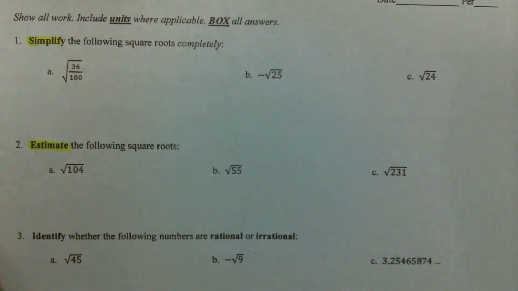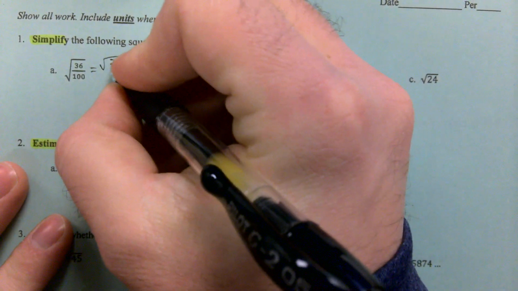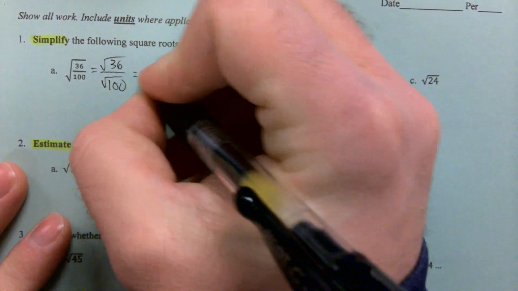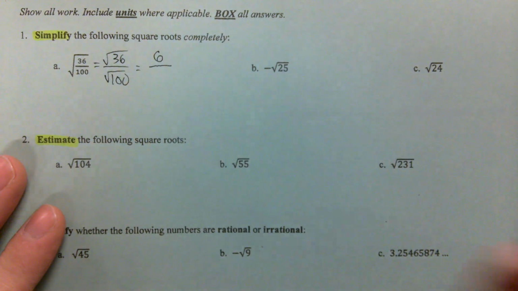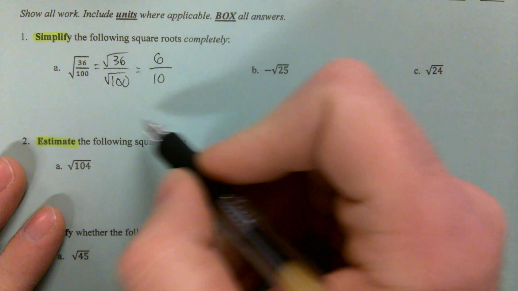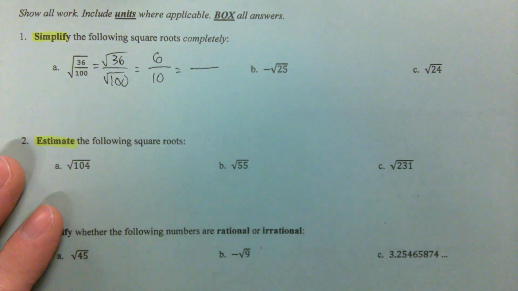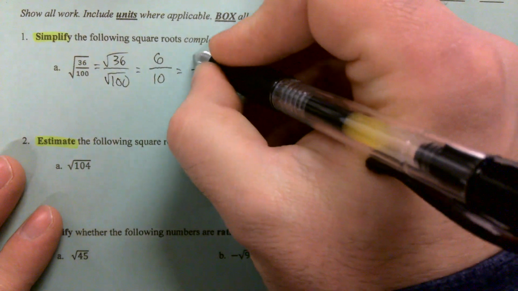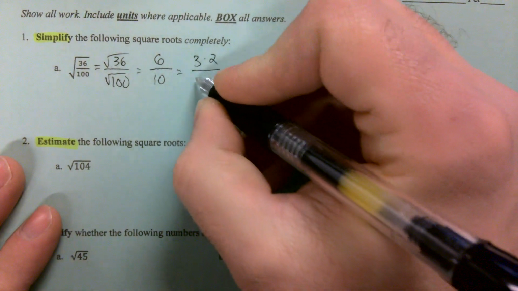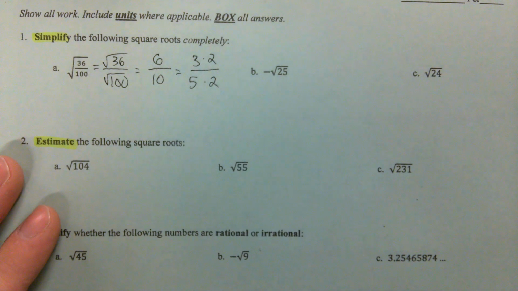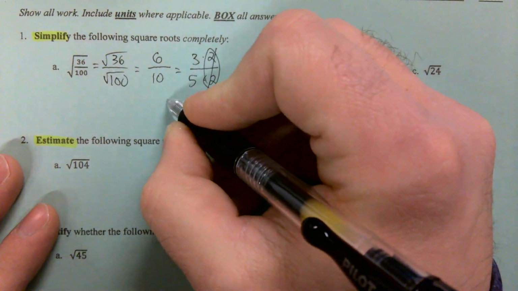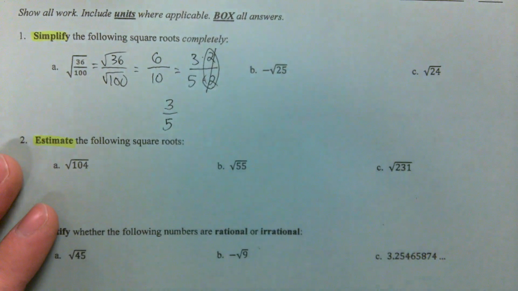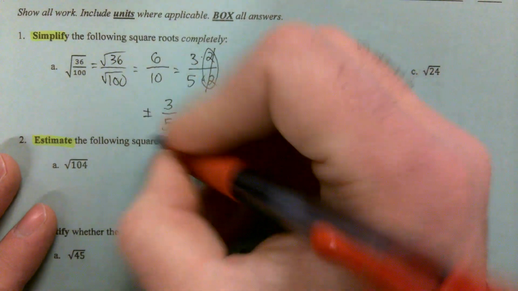So in number 1a, I've got root 36 over root 100. I can split this up into two separate square roots. What's the square root of 36 going to give me? 6. What about the square root of 100? 10. Can I simplify 6 over 10 any further? Yes. What two numbers multiply to give me 6? 3 times 2. What about 10? 5 times 2. What can I cancel out here on the top and bottom? The 2's go away, and I'm left with 3 over 5. Plus or minus in the front. There's my answer.